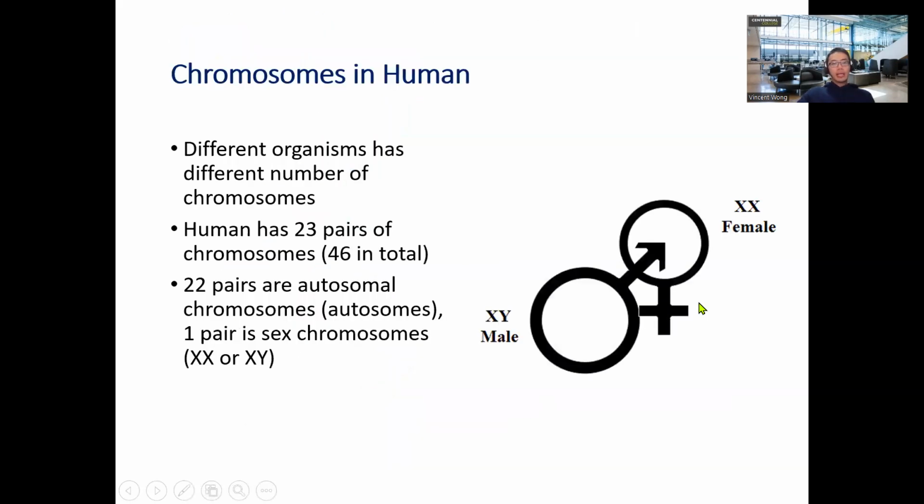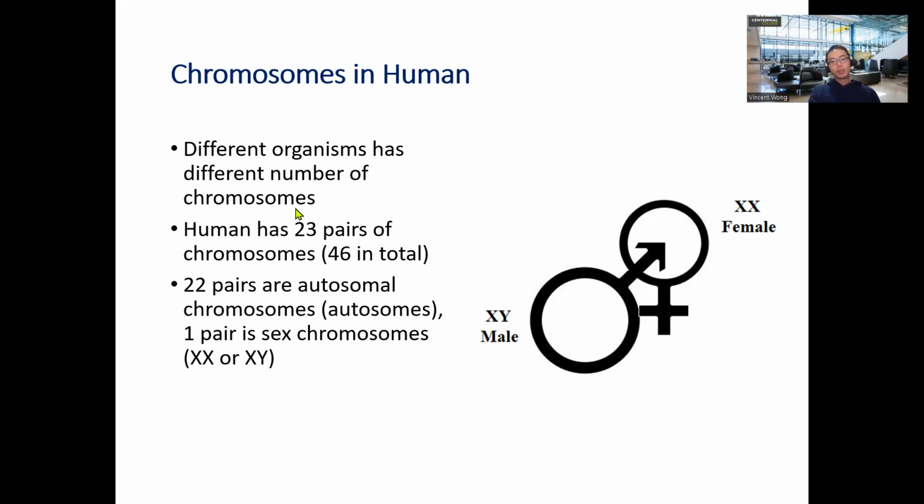So in different organisms, there are different numbers of chromosomes, and I've asked you guys in class a couple times before how many chromosomes we have, right? Hopefully you know by now that humans have 23 pairs of chromosomes, a total of 46, and half of it would be inherited from mom, and the other half would be inherited from dad, right?